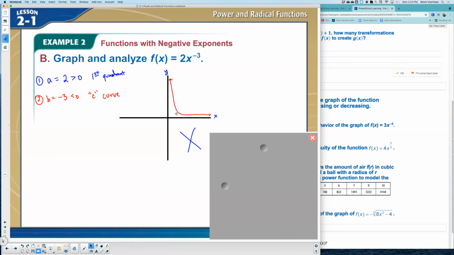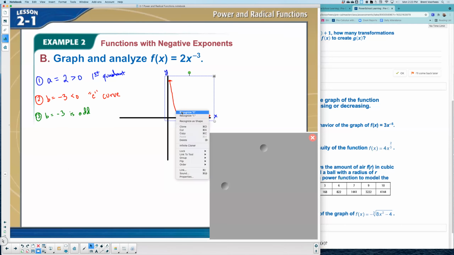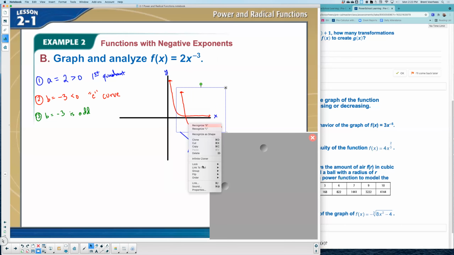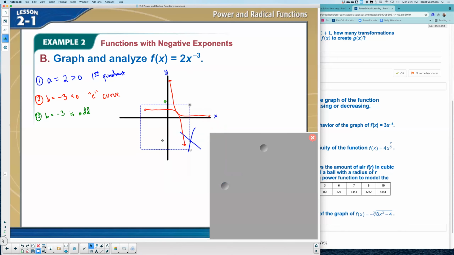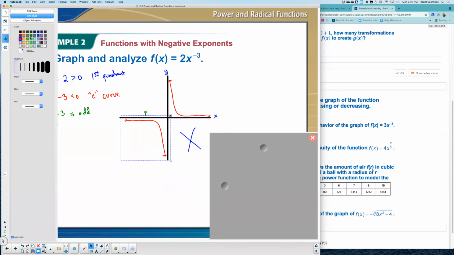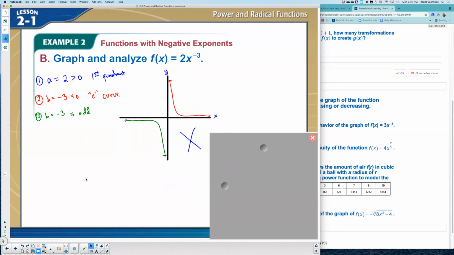Now we talk about number 3. What does number 3 find? Reflection. What's happening on the left side of the graph? If b equals -3, is that even or odd? Which means that it reflects across the y-axis or across the origin? Across the origin. So we should have something like this. There's our picture.